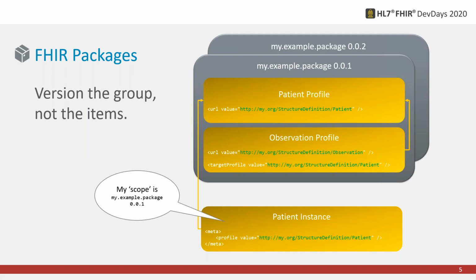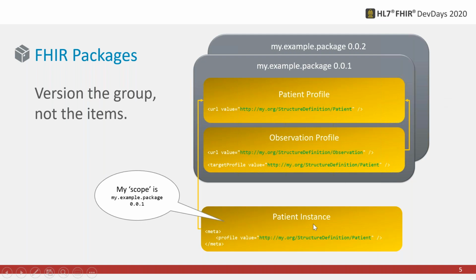So here we're seeing an example of a FHIR package. This FHIR package has two resources in there. They're referring to each other, and because they're within the same scope, it's very clear that they're referring to each other here and not any random profile outside of the scope here.